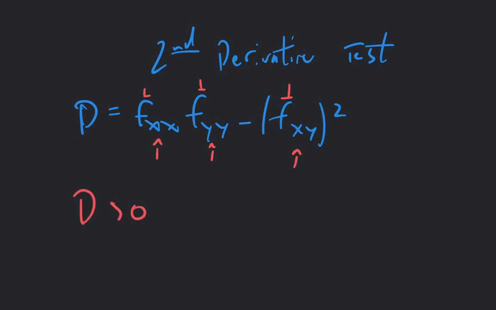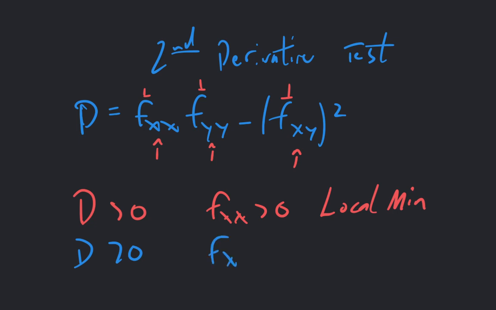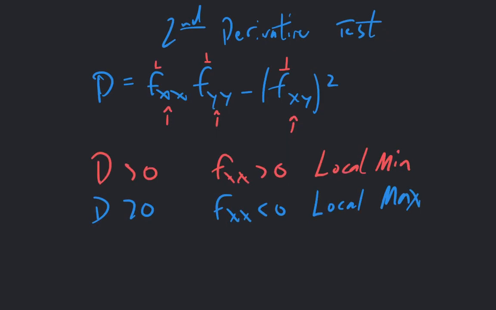If D is greater than 0 and fxx is greater than 0, then we have a local minimum. If D is greater than 0 with fxx less than 0, we have a local max. I don't know exactly why these are true, but I guess it is. If D is less than 0, this is not a local extreme point.